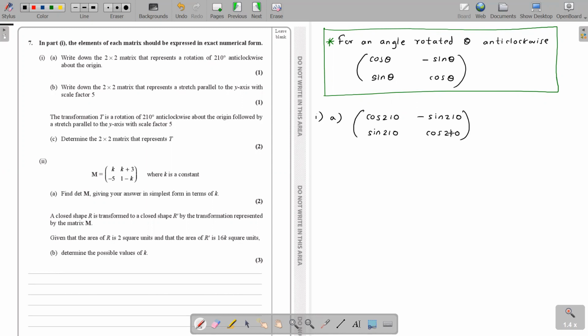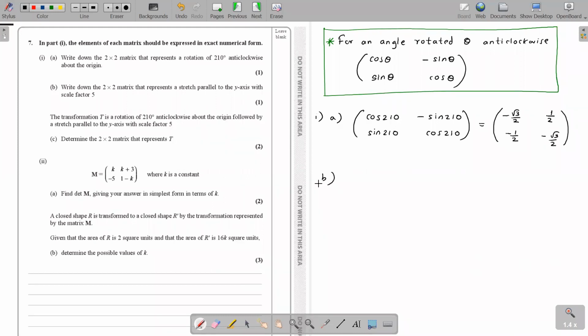Can you all get me the exact numerical answers? Cos 210 is minus root 3 over 2. Sine 210 is minus half, minus 0.5. Minus sine 210 should then be plus half, right? Cos 210 is again minus root 3 over 2. So this is just 1 mark. This is all the effort we need to put. Okay. Next one, part B.